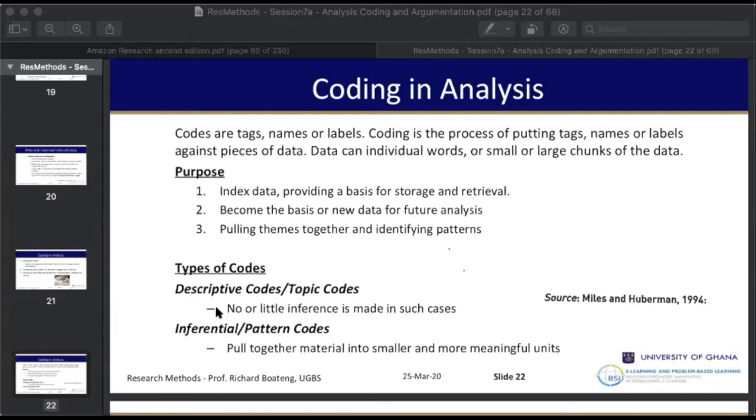Now, the purpose of coding is to index data so that we can come back to it for retrieval and storage. When I say the person comes from Accra and I write Ghana, I've actually indexed the data with Ghana. So I can compare it with other respondents. The other says, I come from Banjul. And where is Banjul? You mentioned the country.